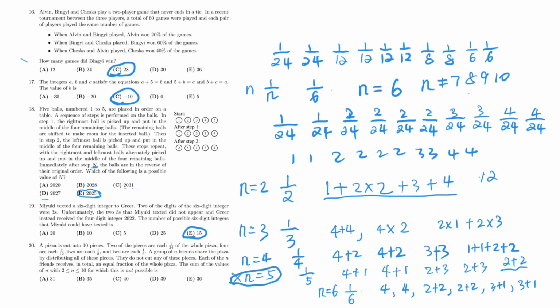Not possible is n equals 5. So already looking at the beginning, we find 7, 8, 9, 10 not possible. Right now, plus the 5, add them together. That's equal to 39. So the answer of number 20 is 39. That's D.